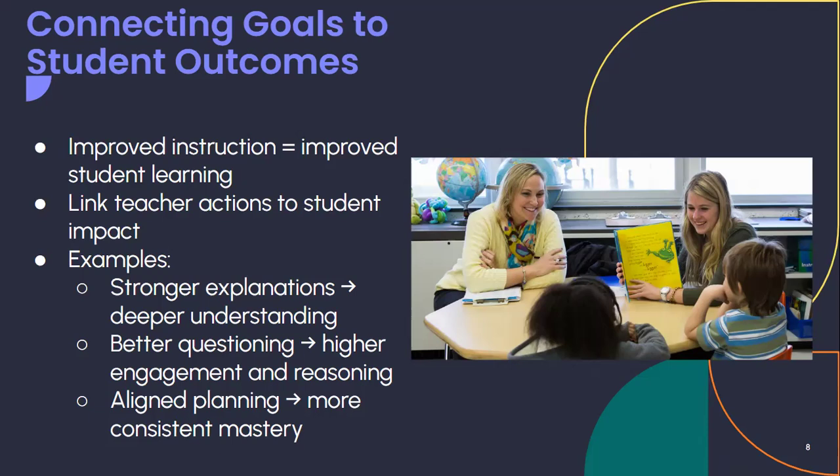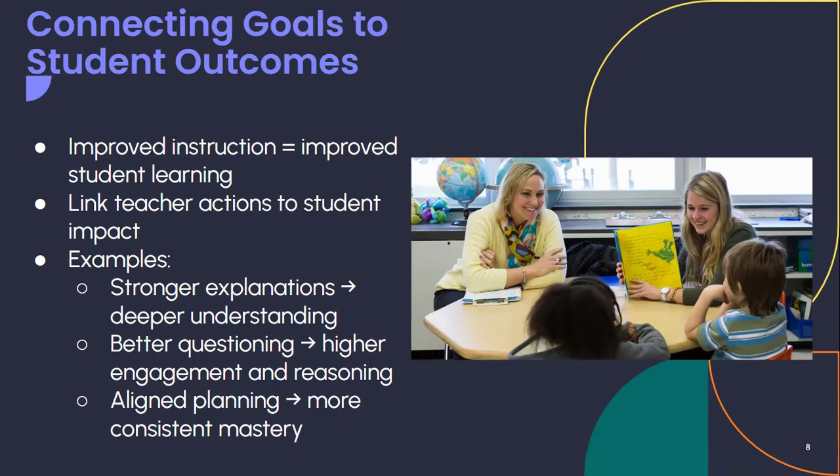So remember that improved instruction equals improved student learning. And we constantly want to link the teacher actions and those teacher moves to the impact that it's going to have on students. So I put a couple of examples here of how we can make sure that we're articulating that to our mentees. Stronger explanations. So when we are explaining content to our students more clearly as teachers, that's going to lead to a deeper understanding and a more precise understanding for our students.